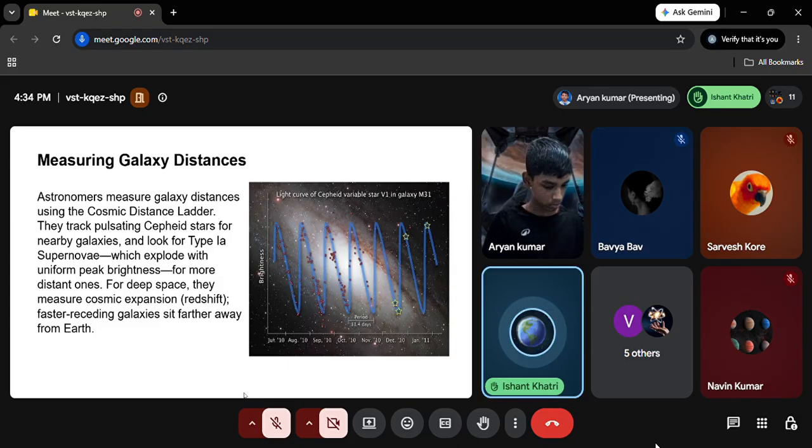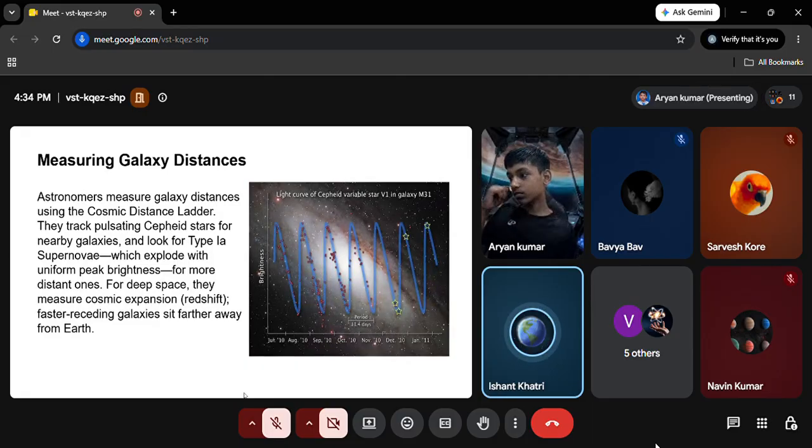So my question is about galaxy detection. As we see nowadays, artificial intelligence is picking up the culture. So what is the role of artificial intelligence in galaxy detection?